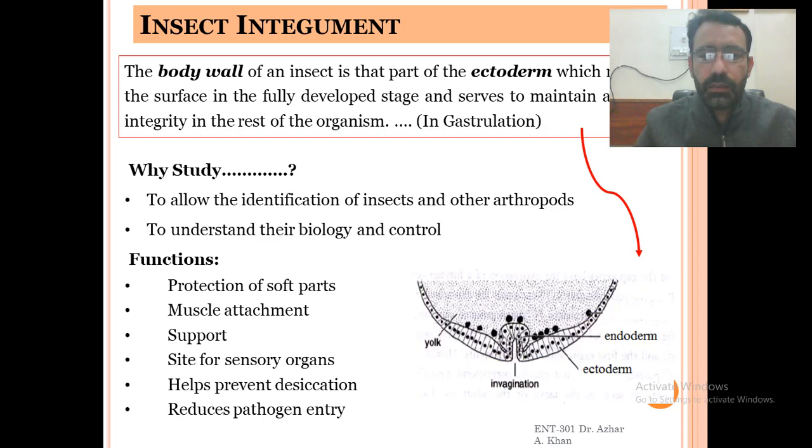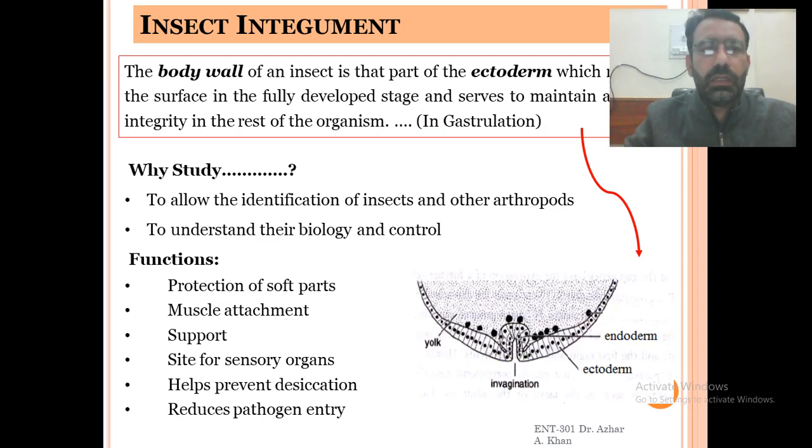The integument is composed of three main layers. For example, cuticle, the outermost layer, then epidermis, which is actually the living layer, and basement membrane. So cuticle is a non-living layer, then the living layer, the epidermis, and the innermost is basement membrane, which is also a non-living layer. So we can say that one living layer is sandwiched between two non-living layers.